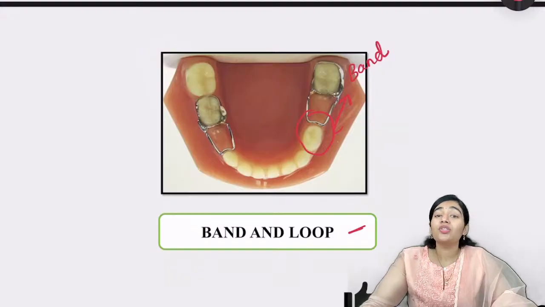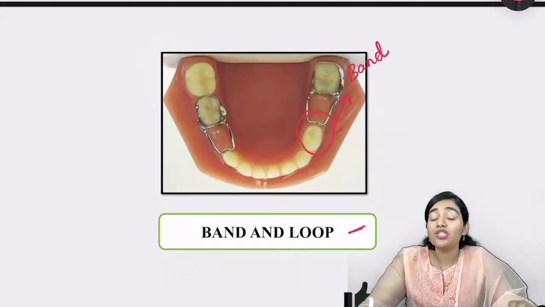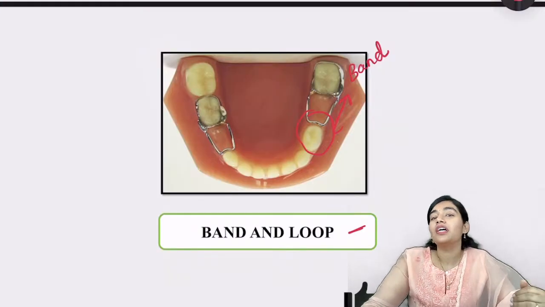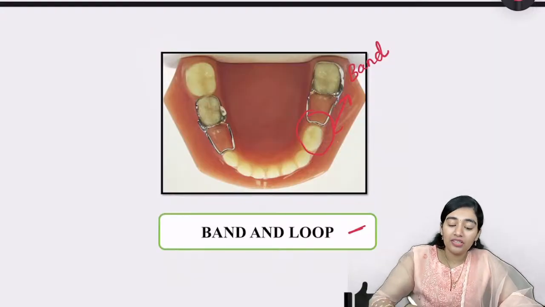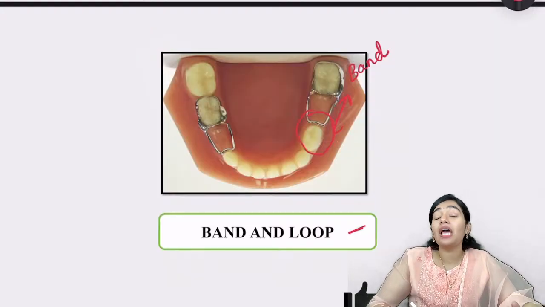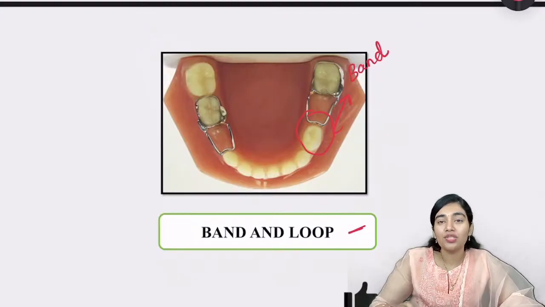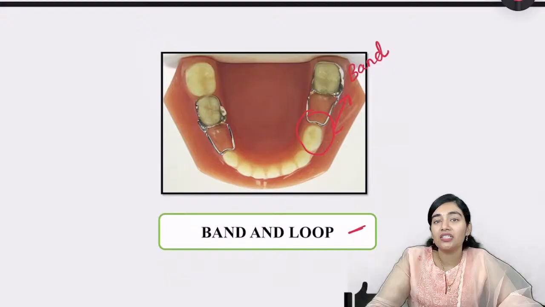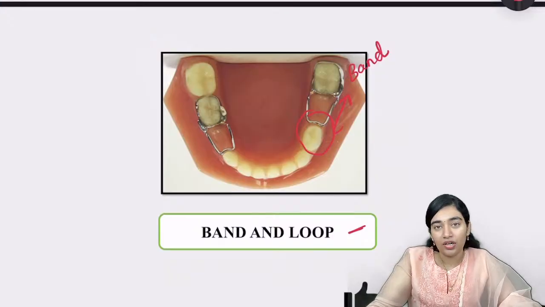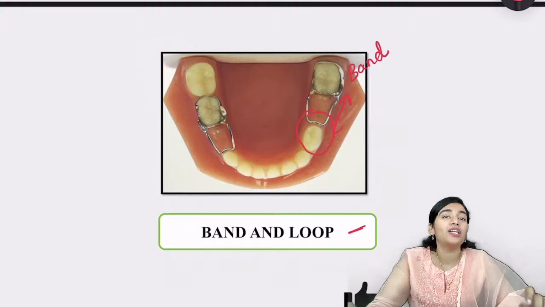Okay. So the contact point of this loop is just above the contact area of the abutment tooth. Wherever the loop is resting, it should be above the contact area, above the height of contour. So this is all about the band and loop space maintainer, which is a very simple appliance that can be used in both arches, maxilla and mandible. I hope you all understood the clinical rationale behind using the band and loop.